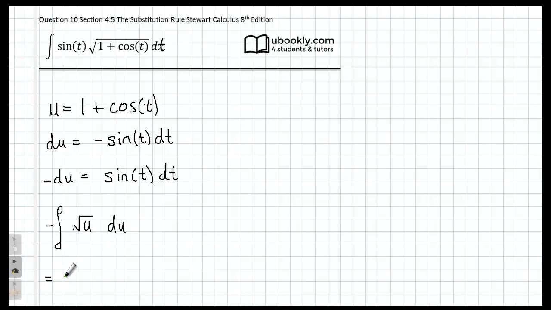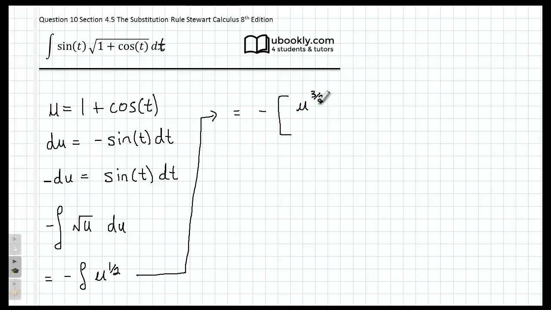Okay, and this is simple to integrate. I'll rewrite it again as the integral of u to the power of a half. And that integrates to negative u to the power of 3 over 2 divided by 3 over 2 plus c. I can clean this up by saying negative 2 over 3 u to the power of 3 over 2 plus c. Okay, so I just rearranged everything. I took the denominator and flipped it over and multiplied by the numerator and took this negative inside.